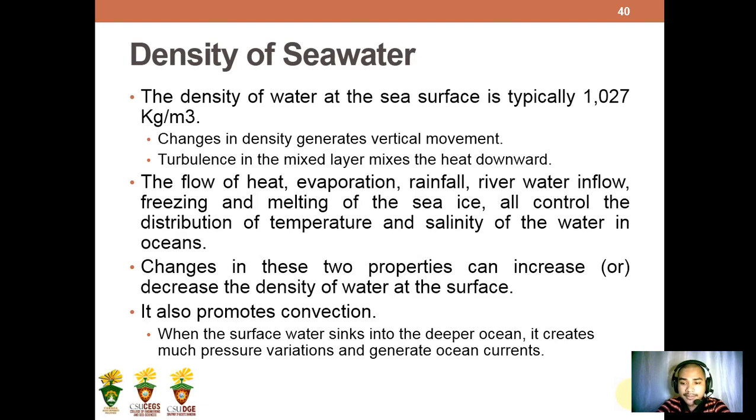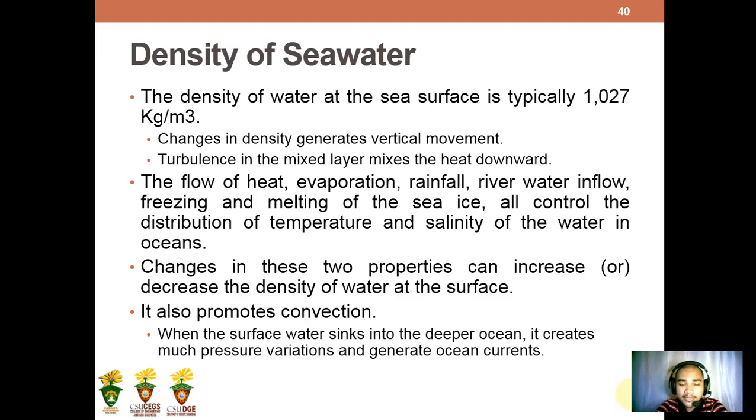So the next property that we are going to discuss is the density of the seawater. The density of the water at the sea surface is typically 1,027 kg per cubic meter. And any changes made on the density of the seawater will generate a vertical movement of the said seawater. And the turbulence in the mixed layers mixes the heat downward.